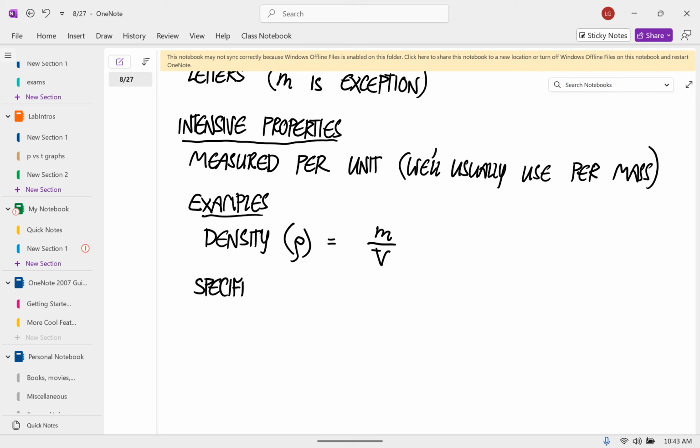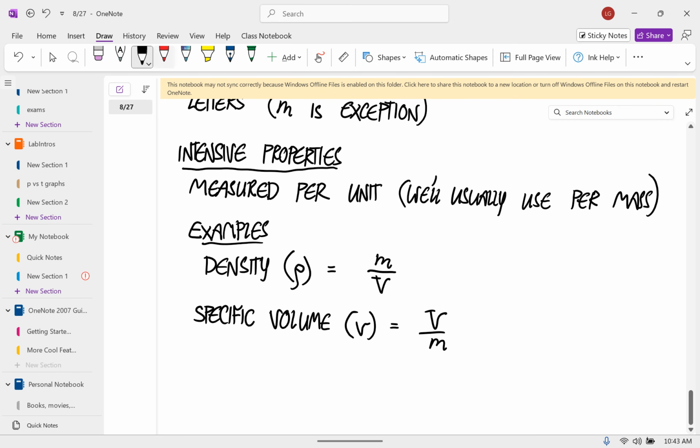The specific volume. This is the intensive version of volume, and we'll represent that with a lowercase v, and that is equal to the volume per mass. And notice this is important: if you know one of these, you know the other. They're just reciprocals of each other.